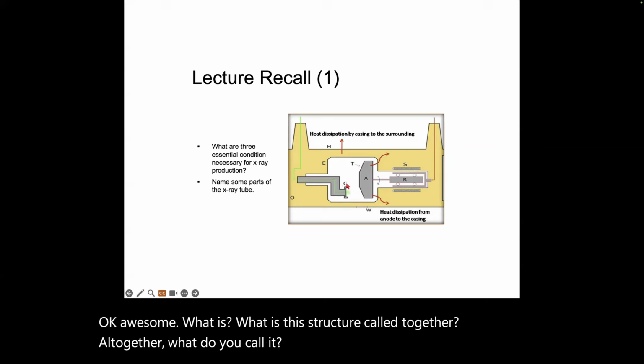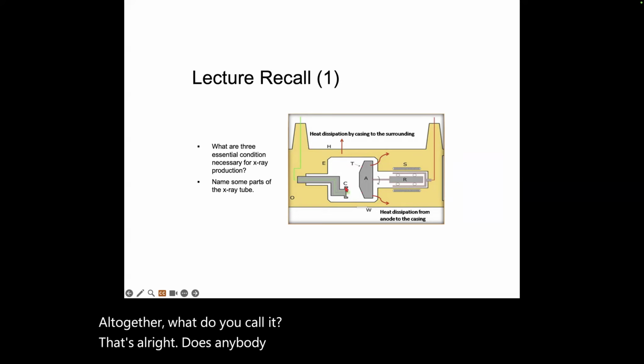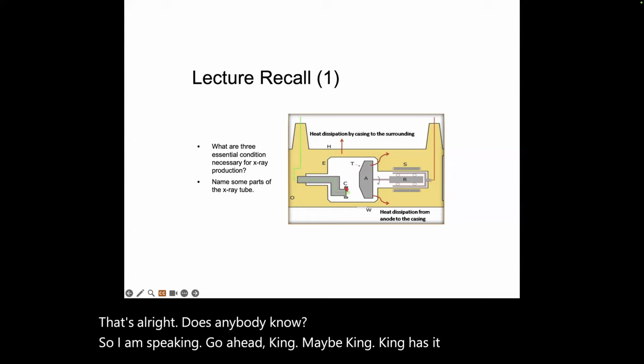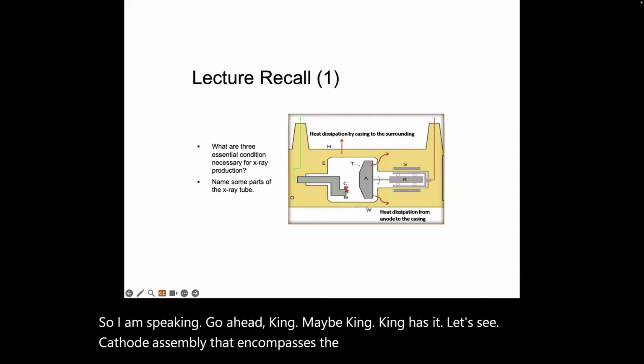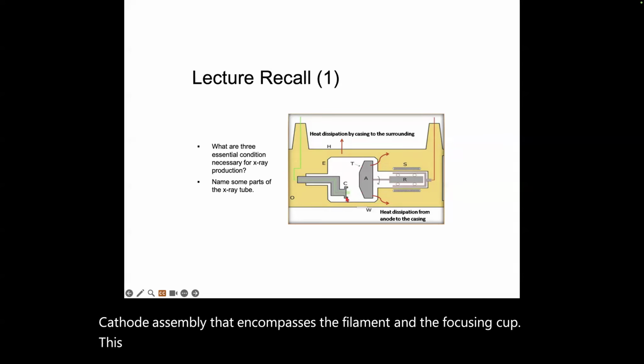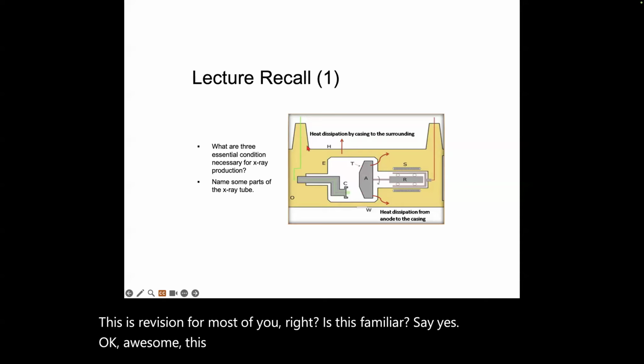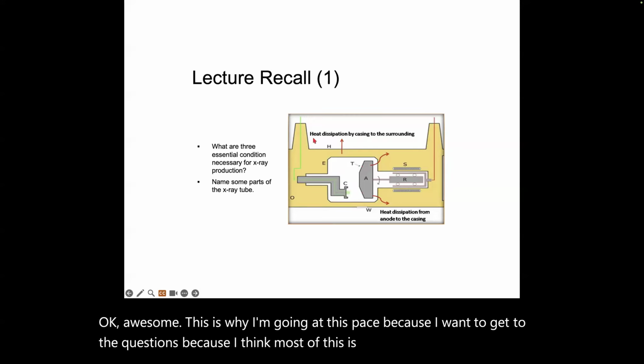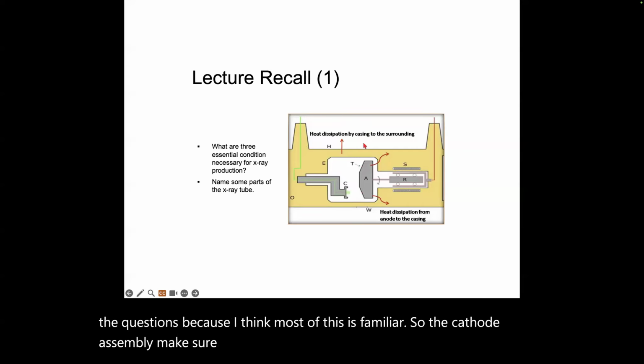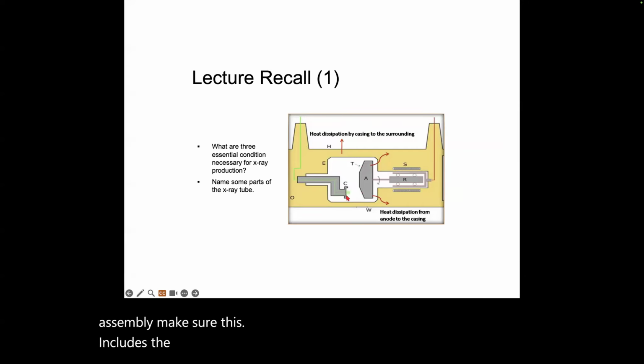I'm not sure. That's all right. Does anybody know? Is it the X-ray tube? Go ahead, King. Maybe King has it. Cathode? Cathode assembly that encompasses the filament and the focusing cup. This is revision for most of you, right? Is this familiar? Say yes. Yes. Okay, awesome. This is why I'm going at this pace, because I want to get to the questions, because I think most of this is familiar. So the cathode assembly, make sure you know this, includes the focusing cup and the filament.